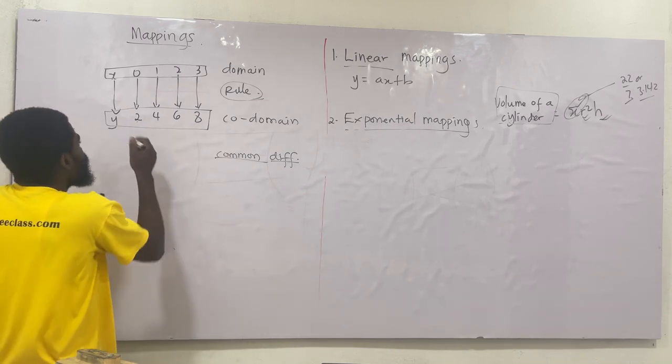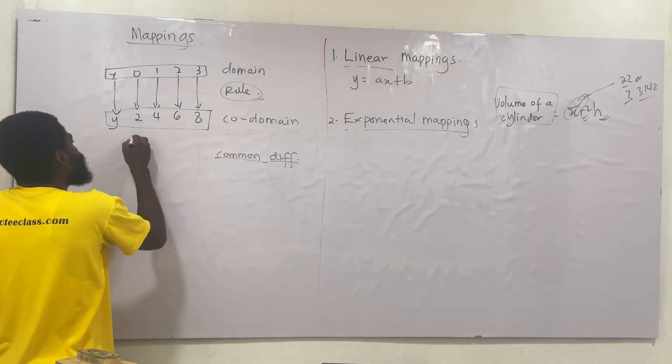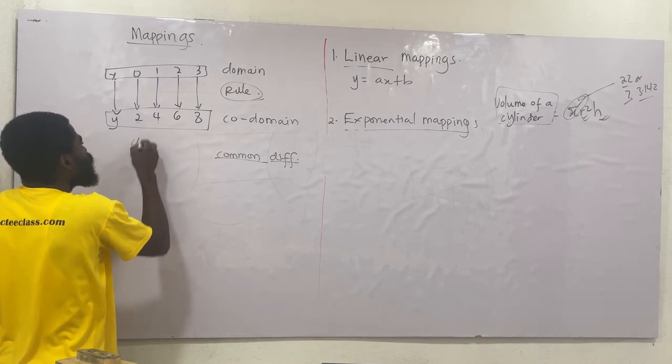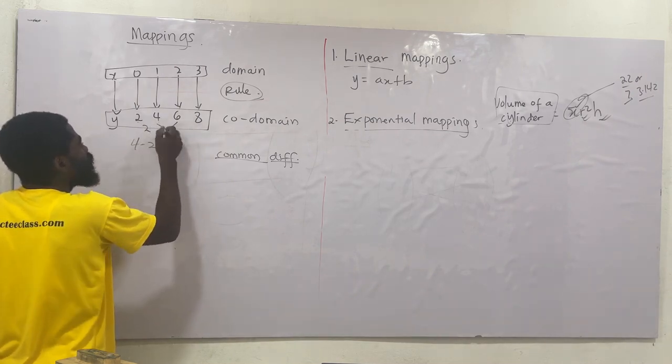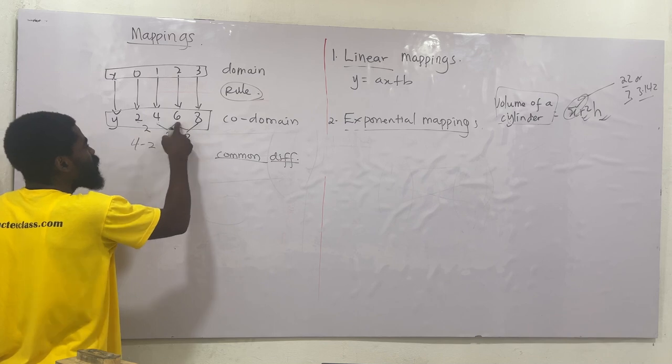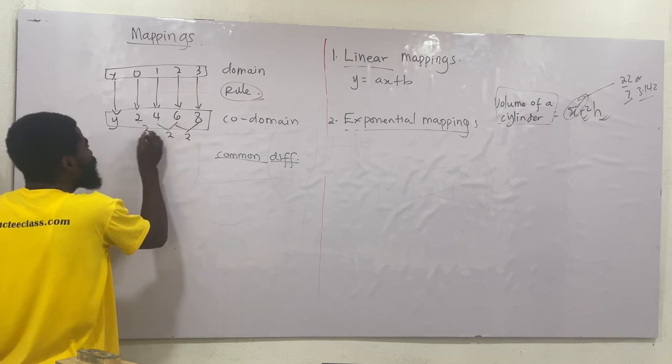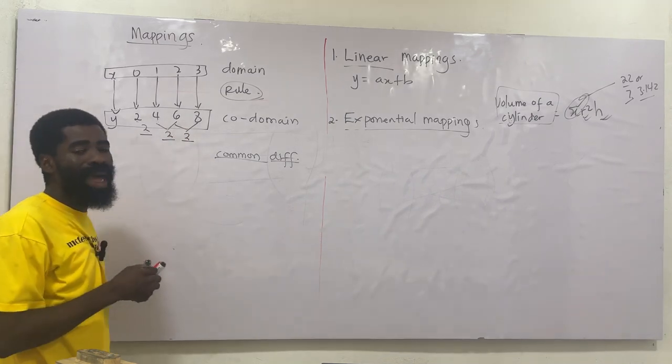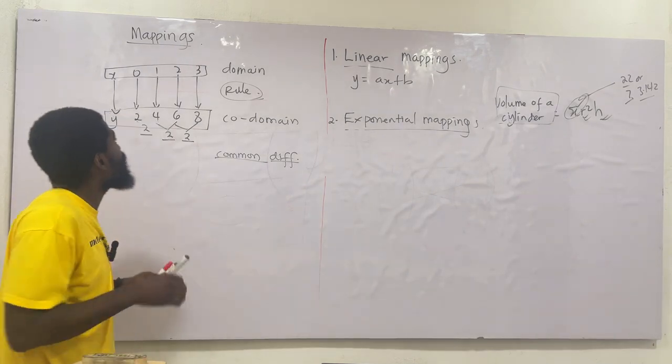Math is basically life. So I take this and I subtract from this. So this gives me 4 minus 2, which gives me what? 2. And I subtract 4 from it, gives me 2. 6 from 8 also gives me what? 6 from 8 gives me 2. You can see the difference is common. And this mapping qualifies to be what? A linear map.